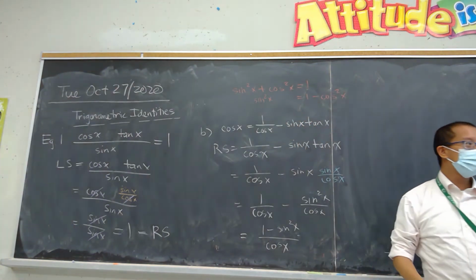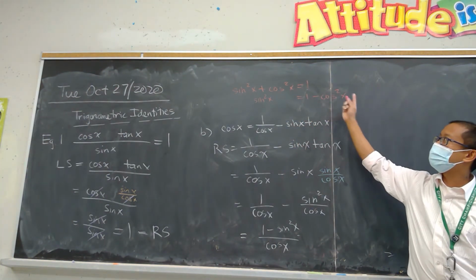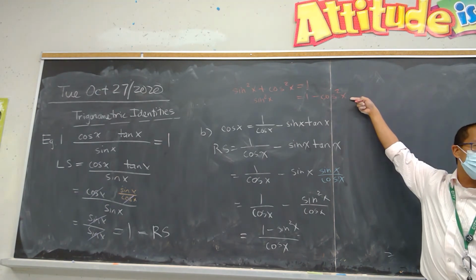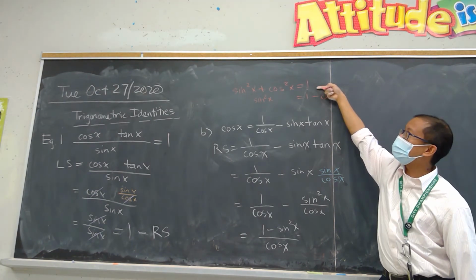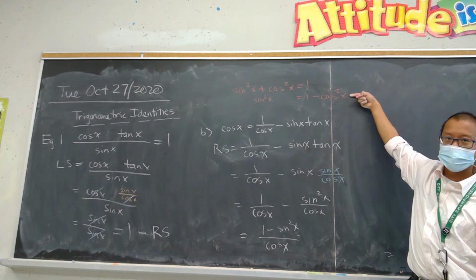Sine squared x is equal to 1 minus cos squared x. Most students don't need to memorize this. They use the Pythagorean identity to derive this second one.